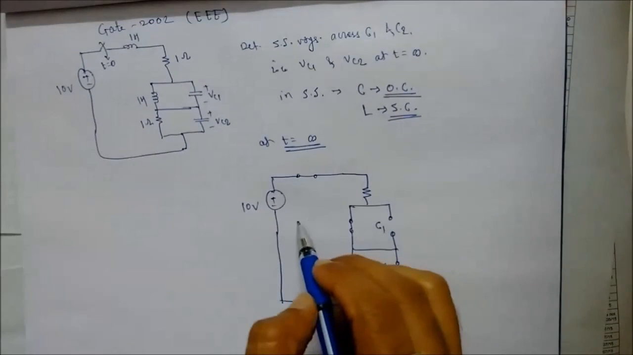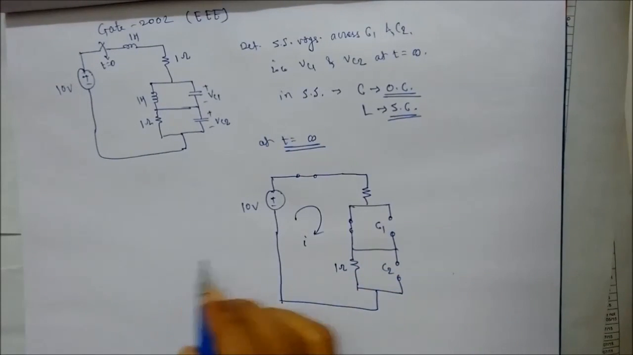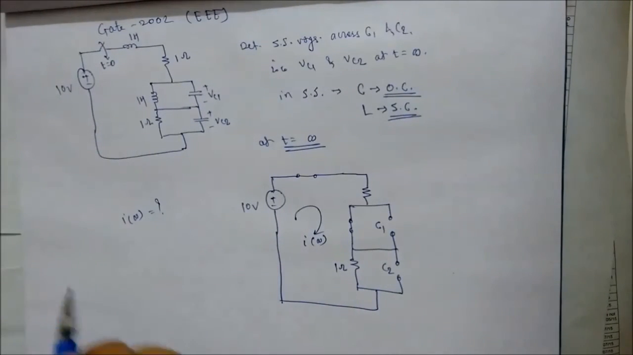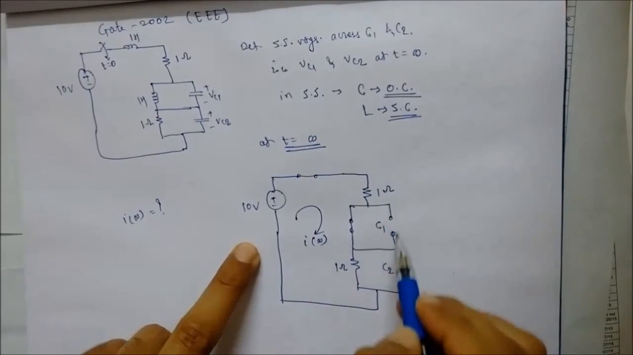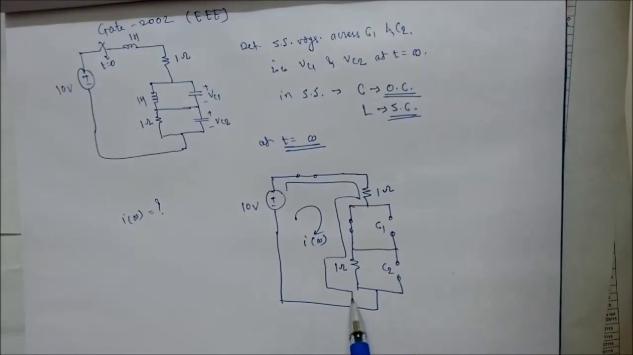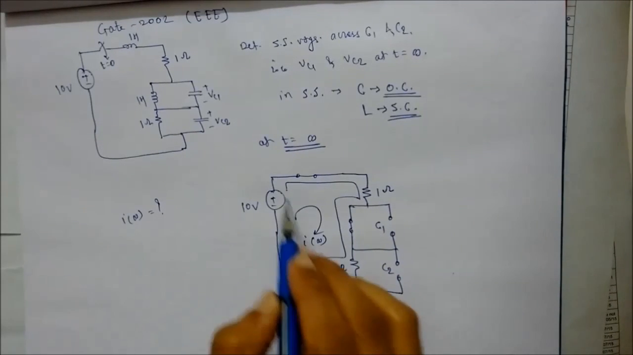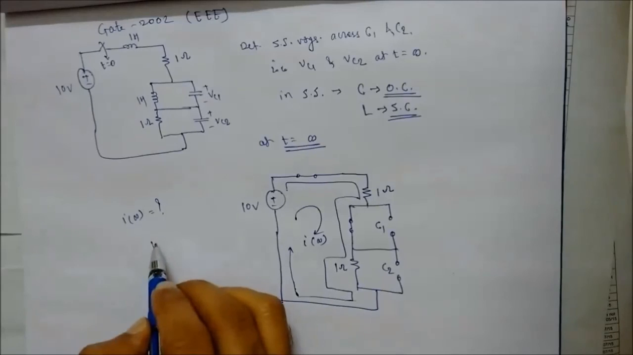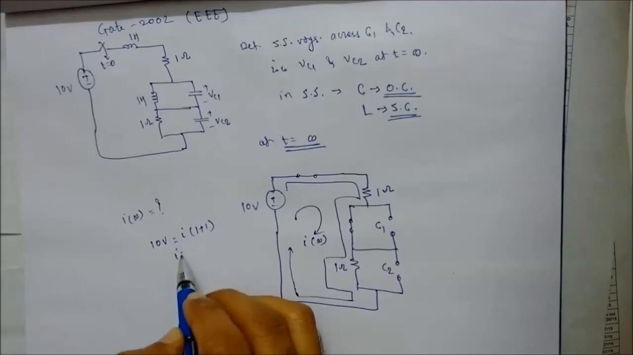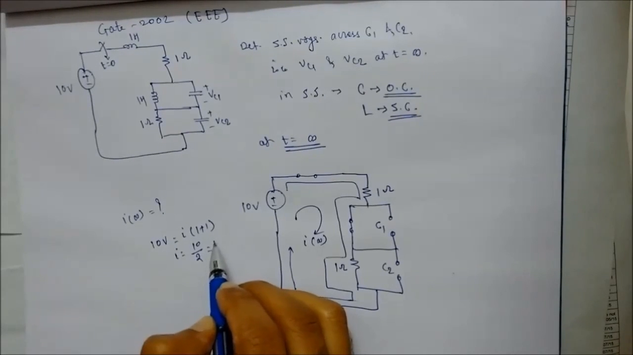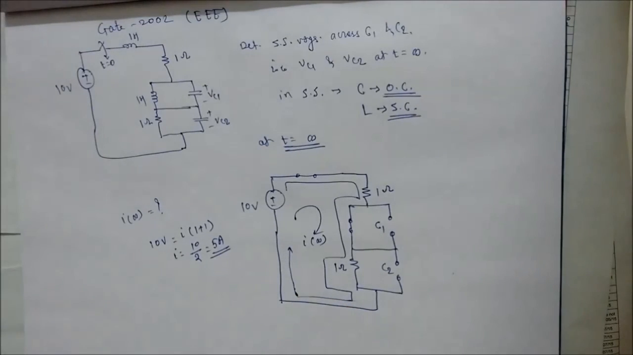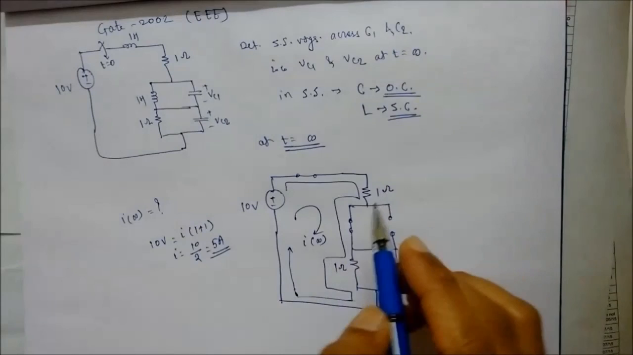Now let's say I is the current flowing through the circuit at infinity. So we'll find out I infinity is equal to how much. Now C1 and C2 both are open, so for current flowing there is only one single path available, right? Writing down the KVL for the current loop, we get 10V is equal to I multiplied by 1 plus 1 ohm. That means I is equal to 10 divided by 2, that is equal to 5 ampere current will flow through the circuit at t is equal to infinity, that means in steady state condition.